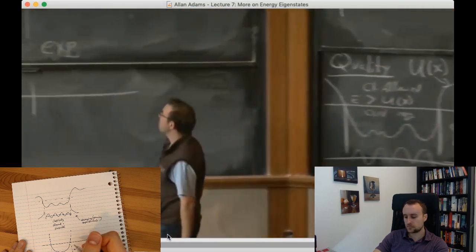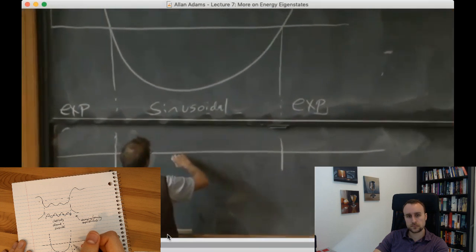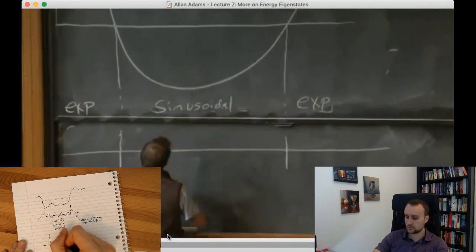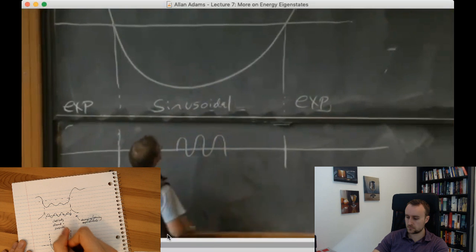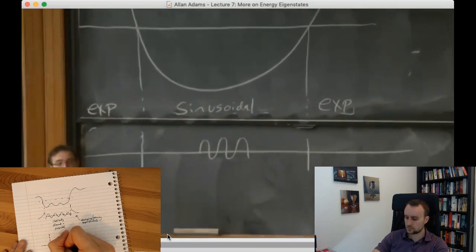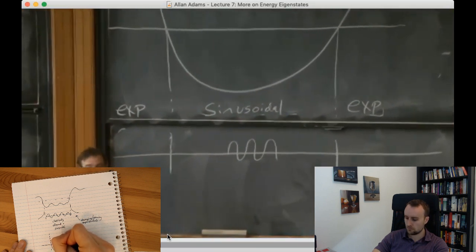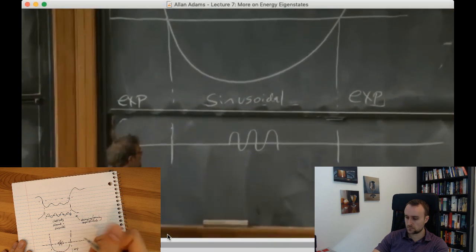What does that tell us? That tells us that in here, the wave function is oscillating rapidly because the difference between the energy and the potential is large. As we get out towards the classical turning points, the wave function will be oscillating less rapidly. The slope will be changing more gradually. And as a consequence, two things happen.